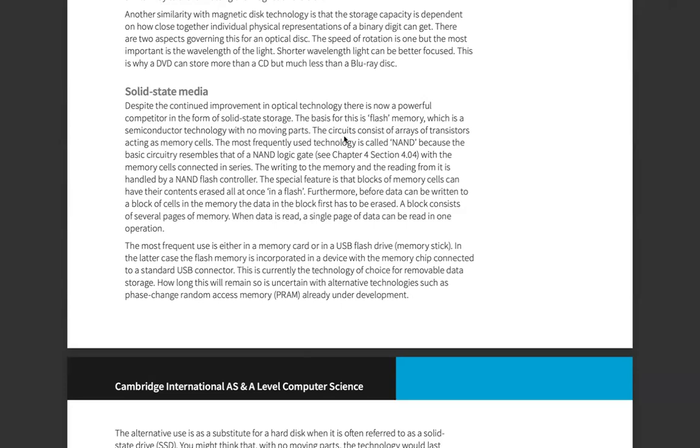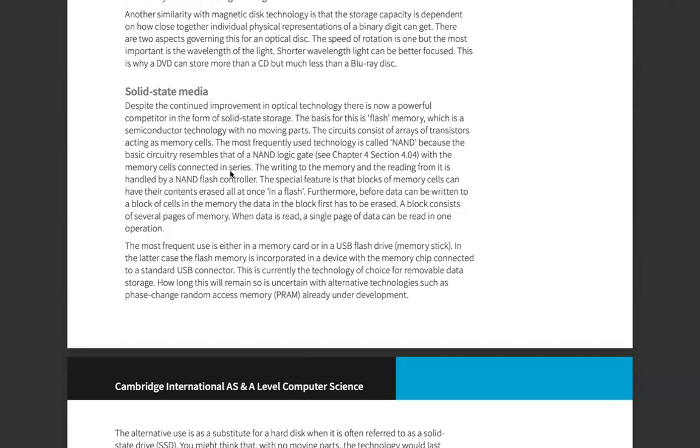So the circuits consist of arrays of transistors acting as memory cells. So the most frequently used technology is called NAND because the basic circuitry resembles that of a NAND logic gate with the memory cells connected in series.